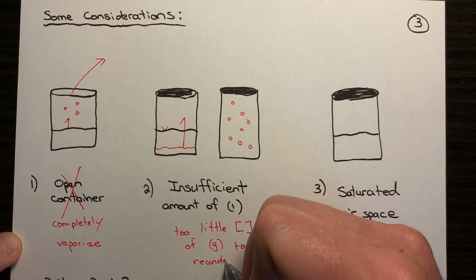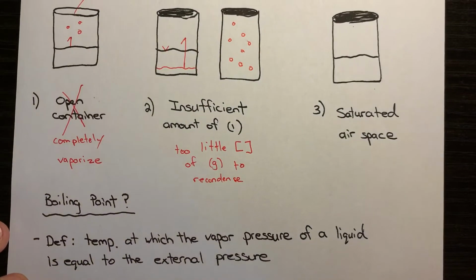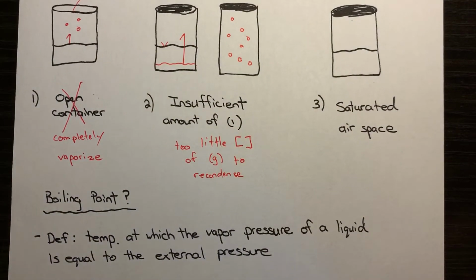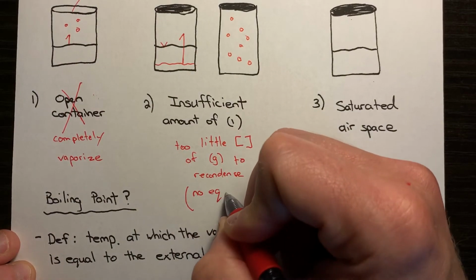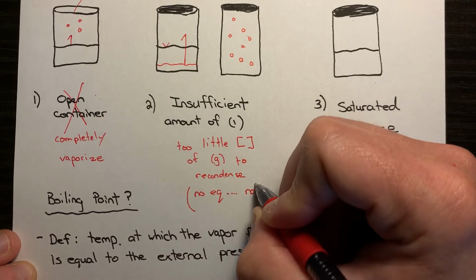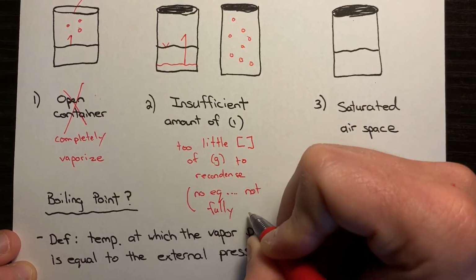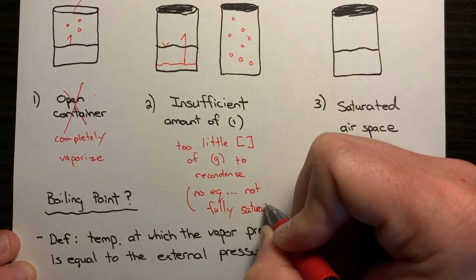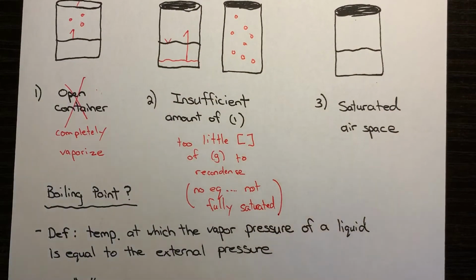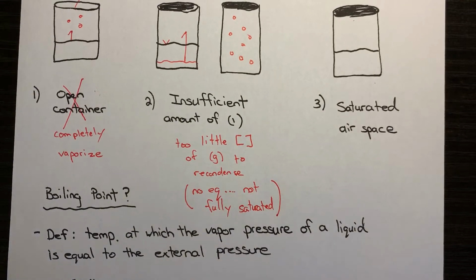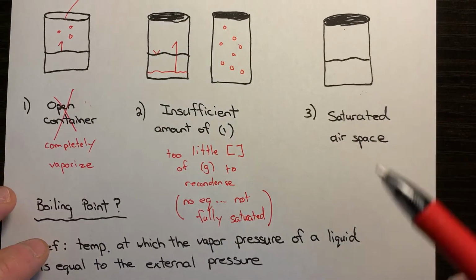And if that happens, if we're not seeing condensation take place, then going back to that equilibrium expression, we're not seeing the reverse direction take place. And so ultimately, we're going to say that there's no equilibrium, and this is because we are not fully saturated. You need to have a completely saturated airspace. You need to have that airspace with as many gas molecules as possible, such that the condensation process is taking place.